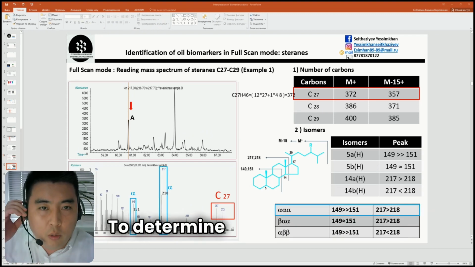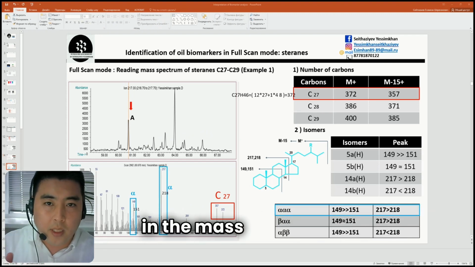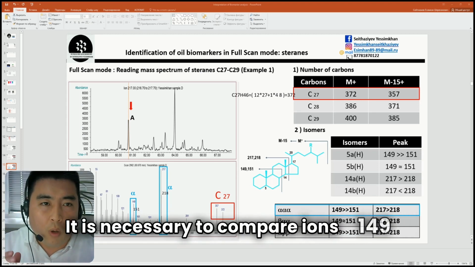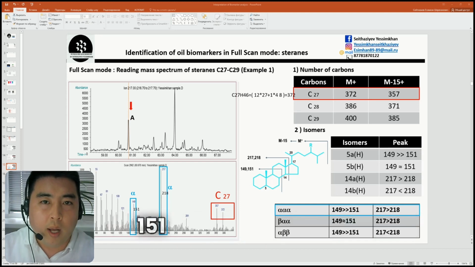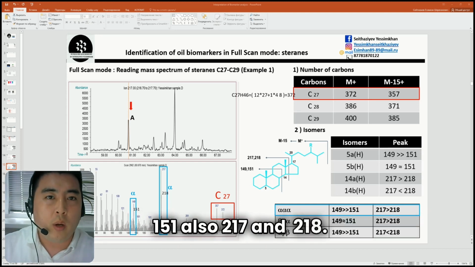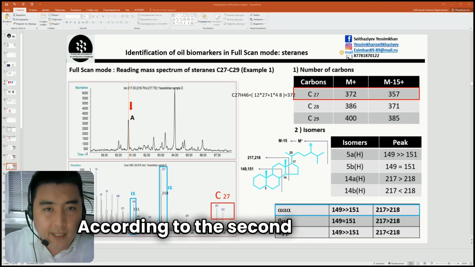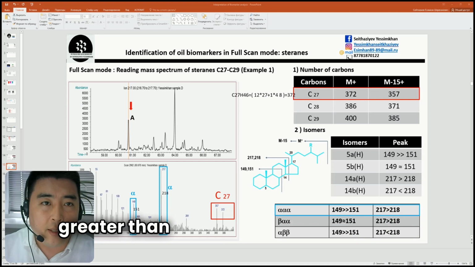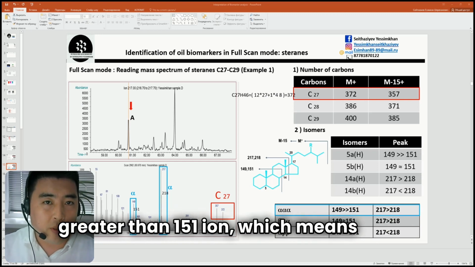To determine isomers in the mass spectrum, it is necessary to compare ions 149 and 151, also 217 and 218. According to the second table, 149 is greater than 151 ion, which means alpha.